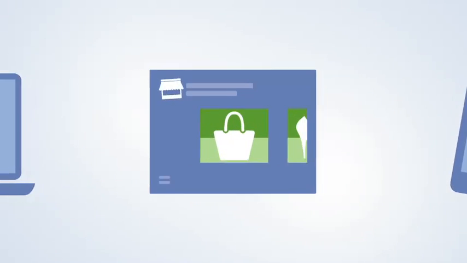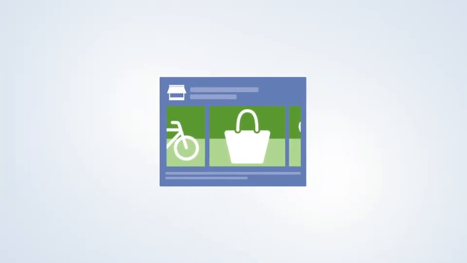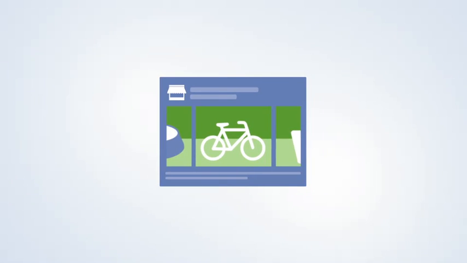Dynamic product ads work on desktop and mobile devices, and even across devices, so people will see your targeted ads even if they've visited your site on another device. Dynamic product ads are a powerful and easy way for you to sell more from your product catalog.